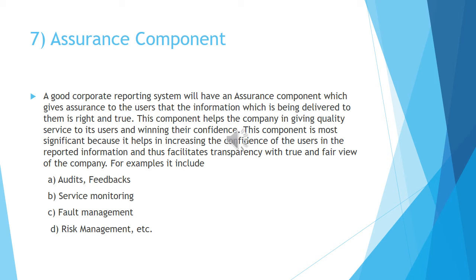The next is assurance component. A good corporate reporting system will have an assurance component which gives assurance to the user that the information which is being delivered to them is right and true. This component helps the company in giving quality service to its users and winning their confidence. This component is most significant because it helps in increasing the confidence of the user in the reported information and thus facilitates transparency with true and fair view of a company. For example, it includes audit feedbacks, service monitoring, fault management and risk management.